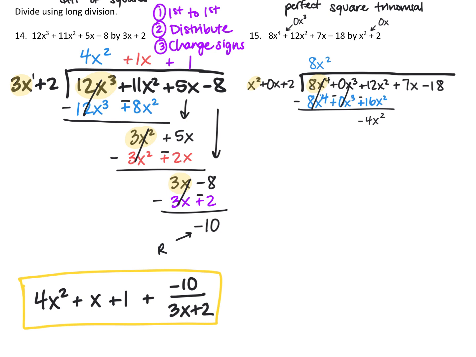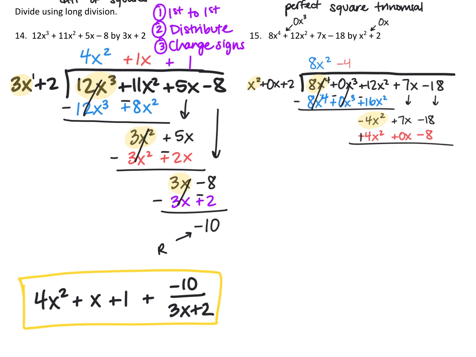Now, because I just canceled out two things, I'm going to bring two terms down. So if I bring down both terms, now again we do first to first. So x squared times what is negative 4x squared? That is just negative 4. And distribute to all three terms. Negative 4x squared plus 0x minus 8. Draw a line, change signs.